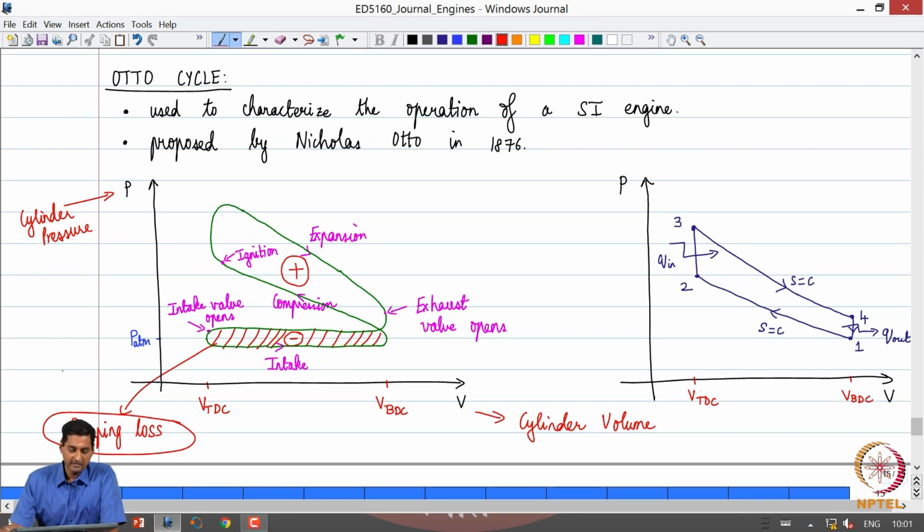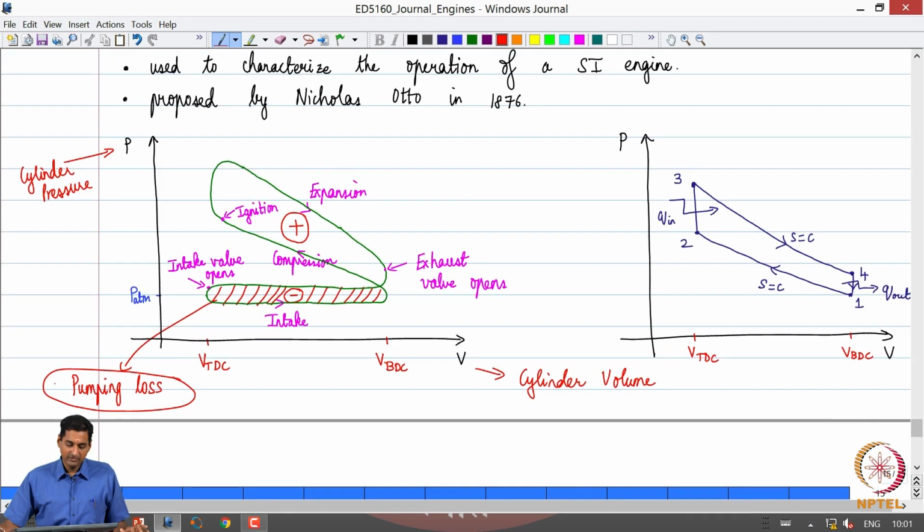So we were looking at the Otto cycle yesterday. Just a quick recap. We were looking at what are called air standard cycles, which are typically used to do a first cut analysis of IC engine performance. And we saw what an air standard cycle was, what the assumptions typically made were, and we started off with the Otto cycle, right? Let me quickly recap what we discussed.